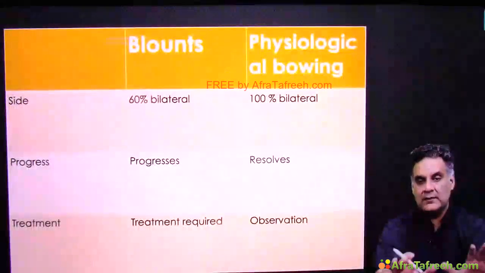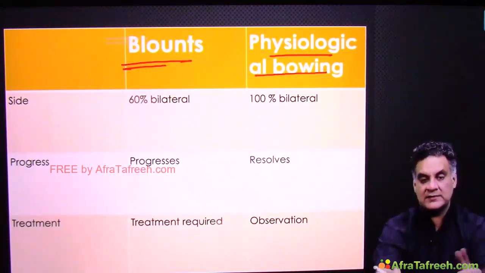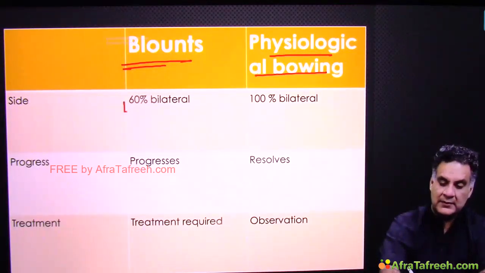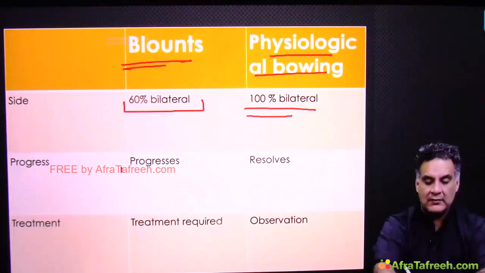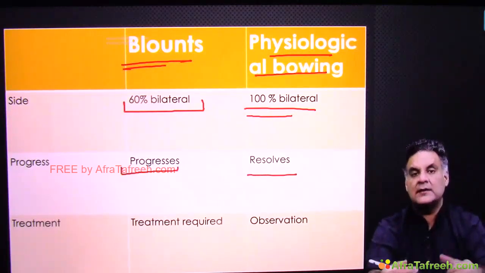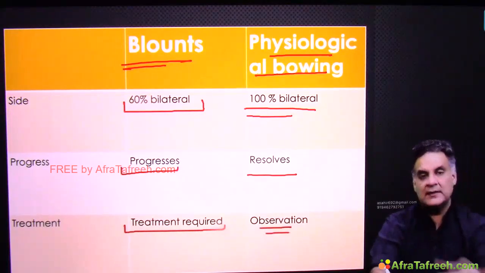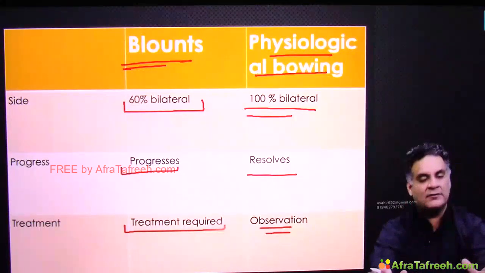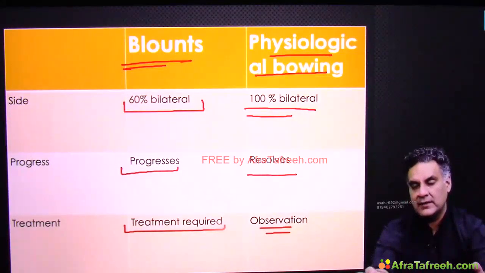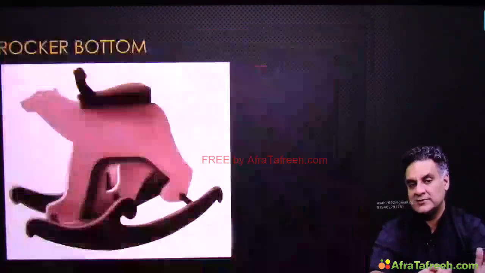Blount's disease. Blount's, as compared to physiological bowing, which is age-related and disappears spontaneously, is 60% bilateral. Physiological, 100% bilateral. Blount's worsens with age. Physiological improves with age. Blount's treatment is required. Physiological, it will resolve. Nothing needs to be done. What is the treatment in Blount's? Any varus deformity, corrective osteotomy. Take out more bone on the lateral side, less on the medial, lateral based wedge.